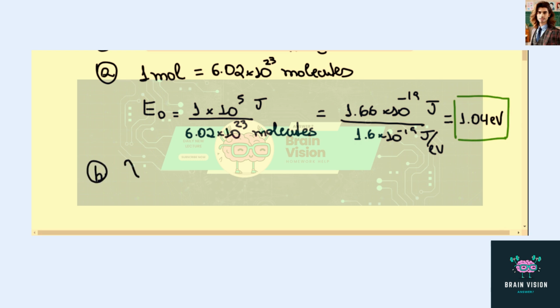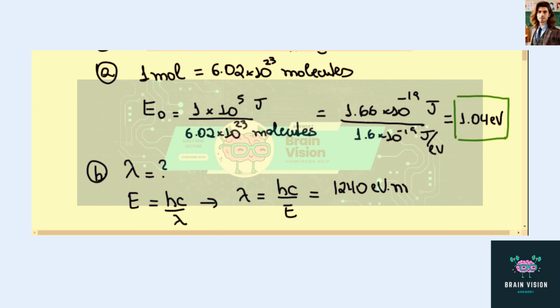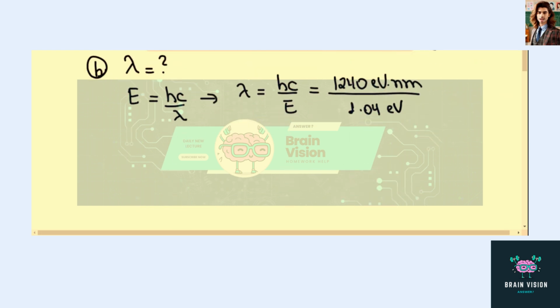In question B, we have to find what is the wavelength of this photon. Now remember that E is hc over lambda, so lambda is hc over E. This is 1240 electron volts nanometers divided by 1.04 electron volts. So this is 1192 nanometers.